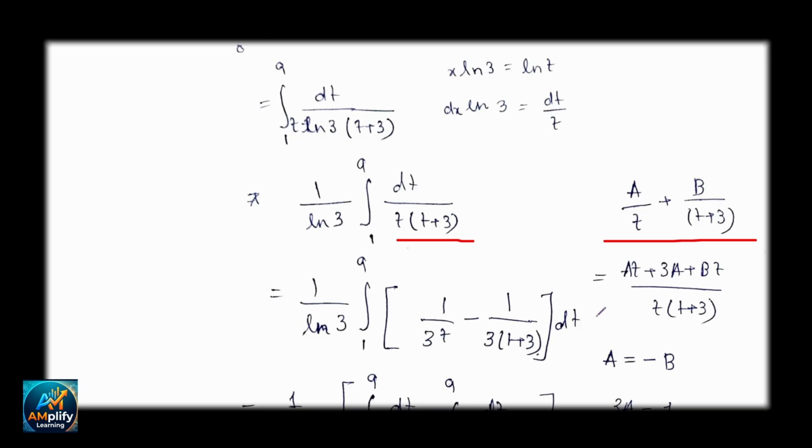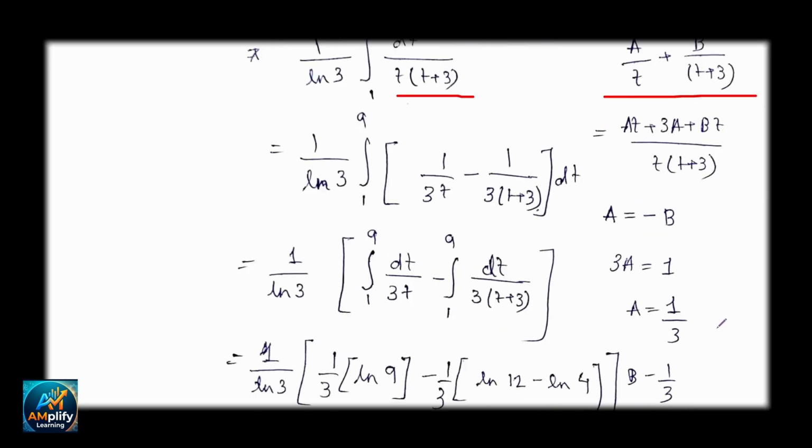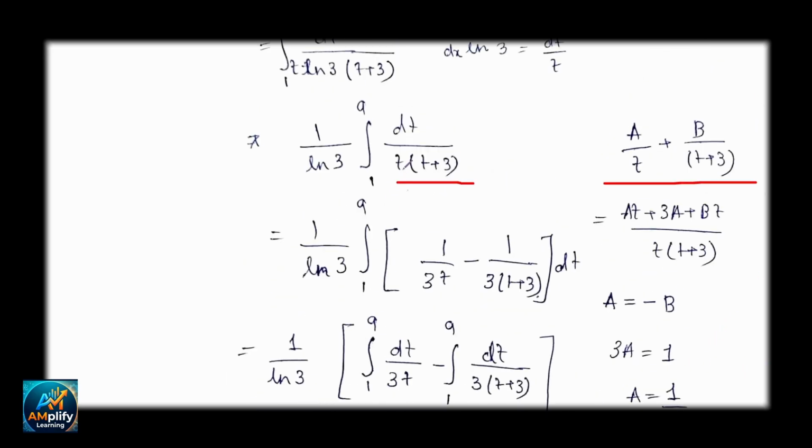So what we get is at plus 3a plus bt divided by t into t plus 3. Now in the numerator we have 1 here, so at plus 3a plus bt is equal to 1. So the coefficient a plus b should be equal to 0, because there are no terms of t, right? So a is equal to minus b from that equation, and 3a is equal to 1. So a will be 1 by 3 and b will be minus 1 by 3. Okay, so we represent this as partial fractions. We get 1 by 3t minus 1 by 3 into t plus 3, right?